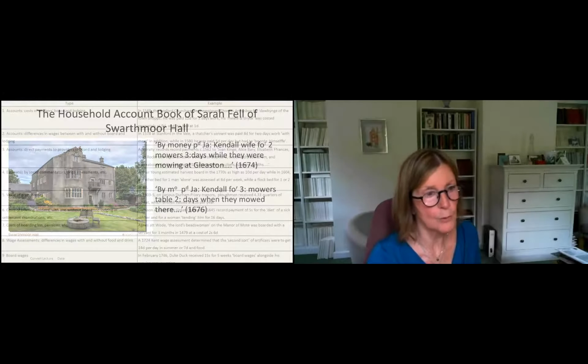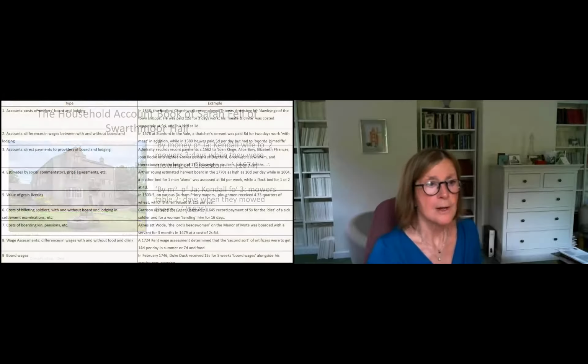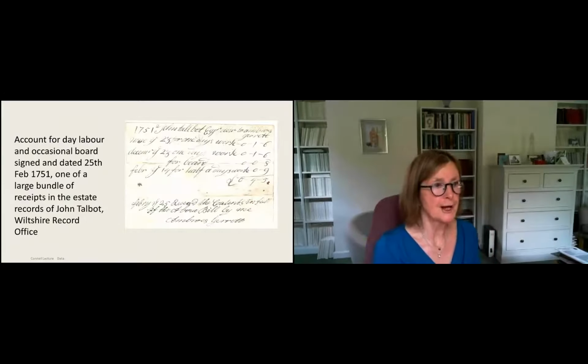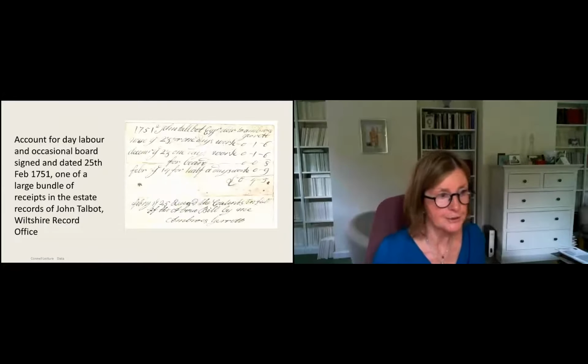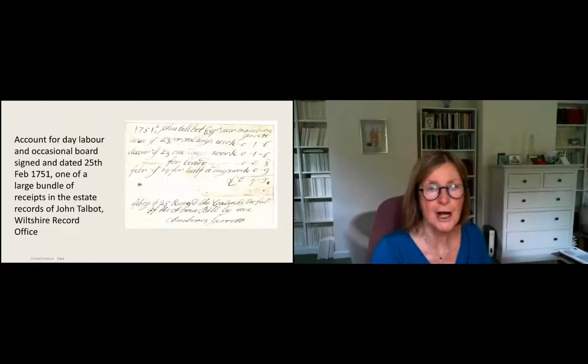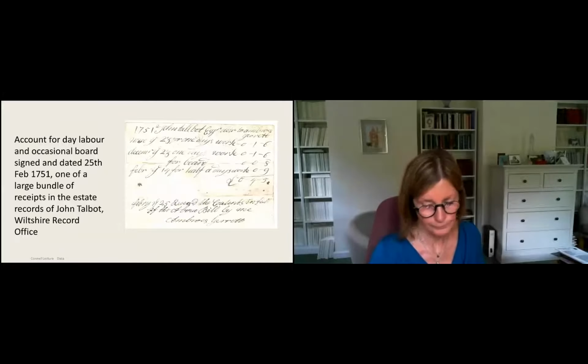Sorry, I'm going the wrong way here. This is a receipt here. It's a receipt for the receipt of remuneration for day labour and for occasional board. And it's one of a whole bundle of receipts, a large bundle of these things, in the records of John Talbot in the Wiltshire Record Office. So this is a kind of general receipt that you will find in very many estate records.